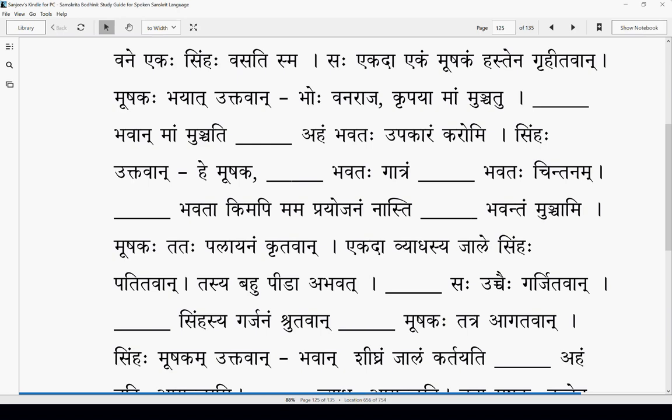Okay, what did he say? Bho, Vanaraja, krupaya mam munchatu. So where the visarga is there, visarga should not be pronounced like a separate ha. It is just like a continuation of the previous swara, the previous vowel. Like the previous vowel is O here. So, bho. Then after there is a visarga. So just continue with that O. Bho. So bho, Vanaraja, krupaya mam munchatu.